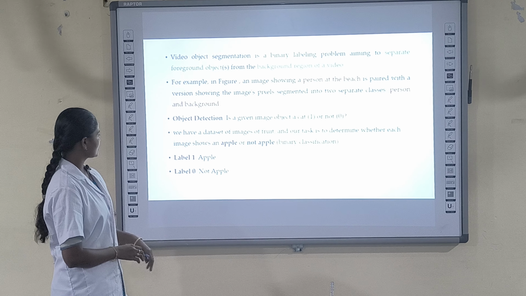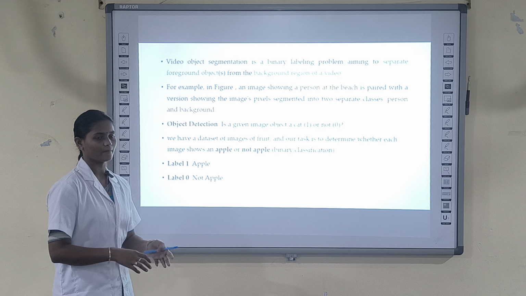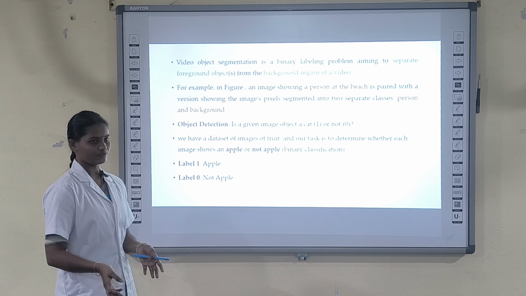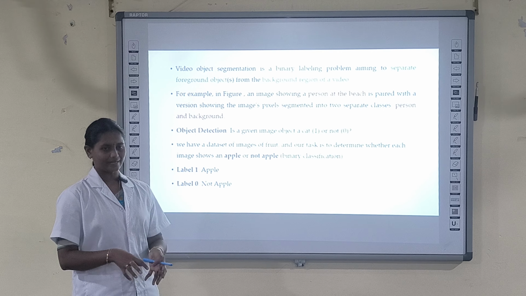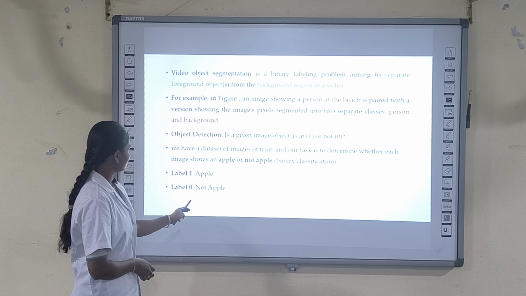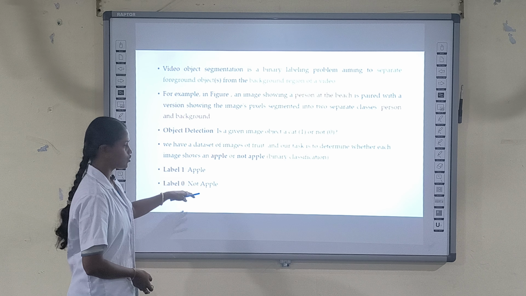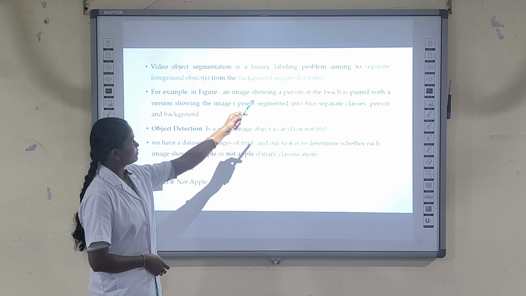And then for the second example, we have a dataset of images of fruits. Fruits means apples, bananas and some other fruits. We have to find particularly the apple. If the apple is present, we label it 1, and otherwise, if the apple is not present, we note the 0 label. So that is called the binary labeling problem.